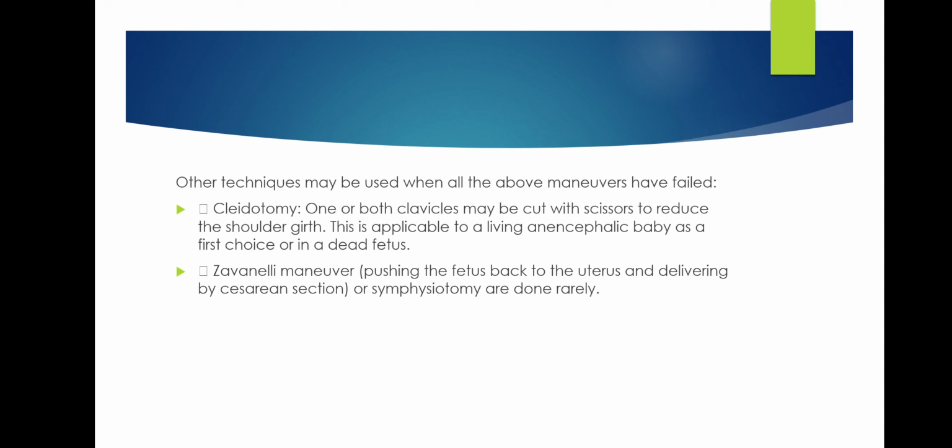Then other techniques that may be used when all of the above have failed include cleidotomy. This is where one or both clavicles may be cut with scissors to reduce the shoulder girth. This is applicable to a living anencephalic baby as a first choice or in a dead fetus, okay? Then the Zavanelli maneuver. This is where you push the fetus back into the uterus and deliver by cesarean section. Or symphysiotomy may be done rarely.